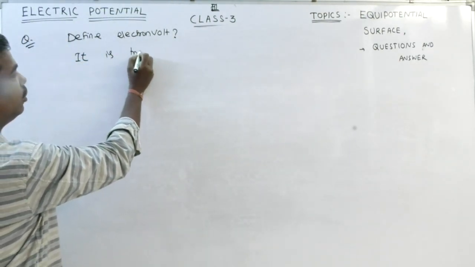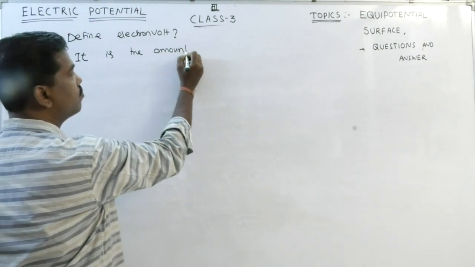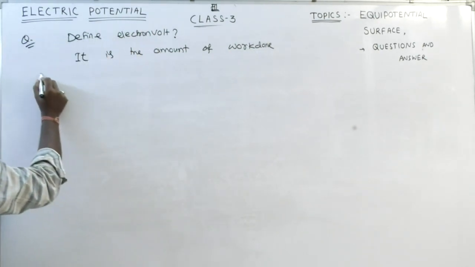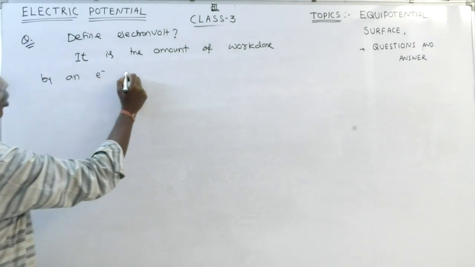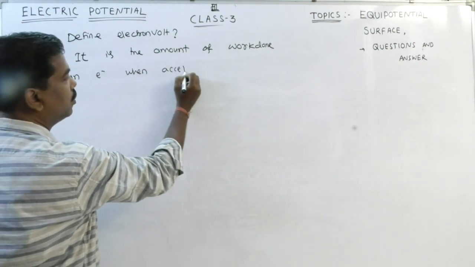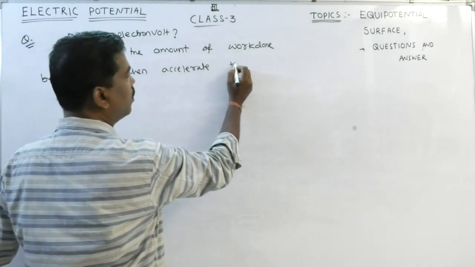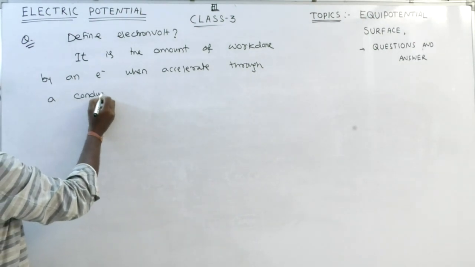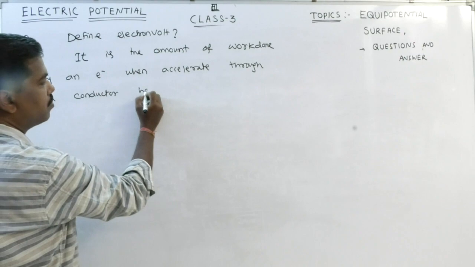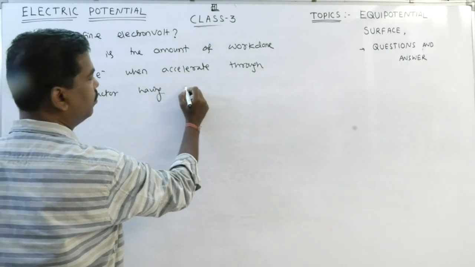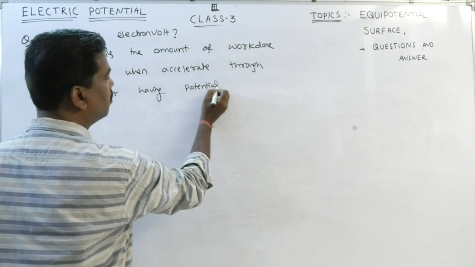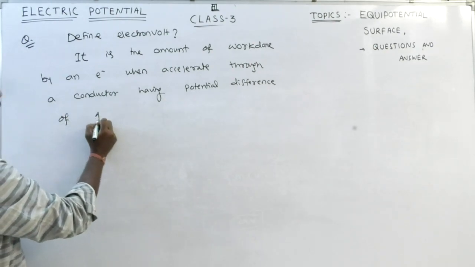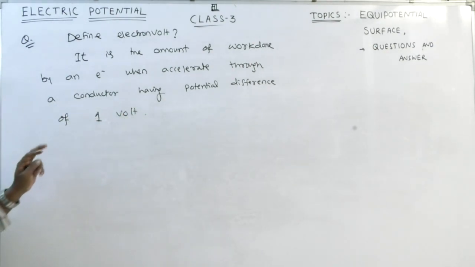It is the amount of work done by an electron when accelerated through a conductor having a potential difference of 1 volt. It is the amount of work done.